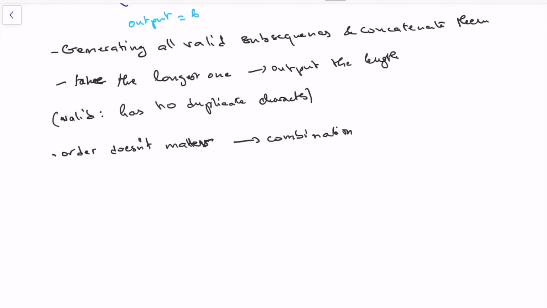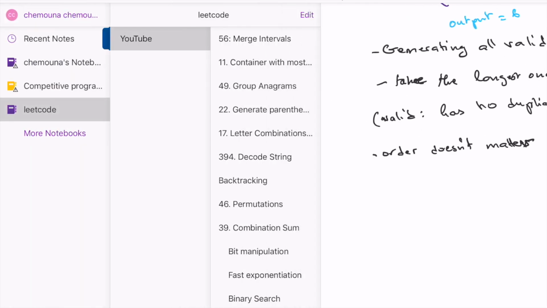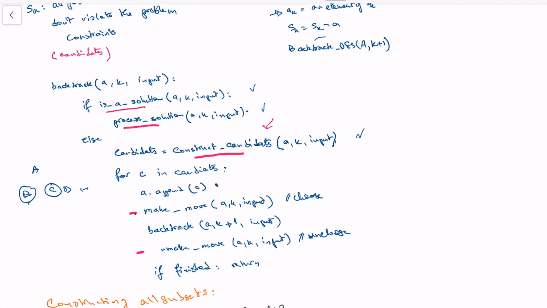I have a video about how to solve backtracking problems with some sort of templates. You could take a look at that first, and that's what I'm going to be applying here. And the general template of that is just the following.